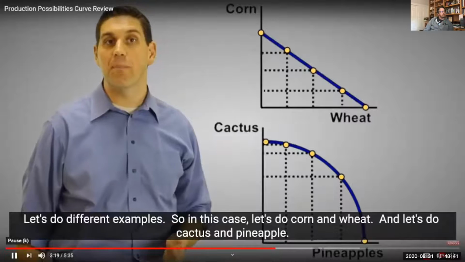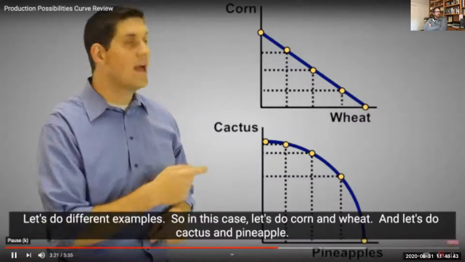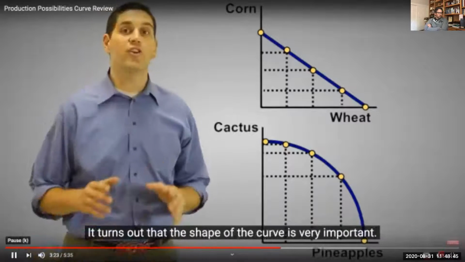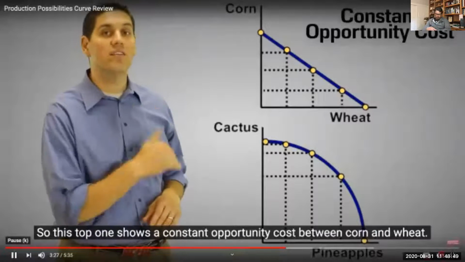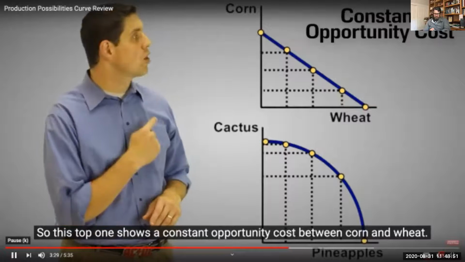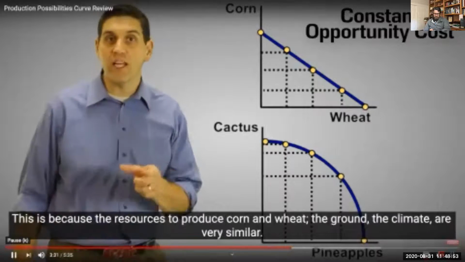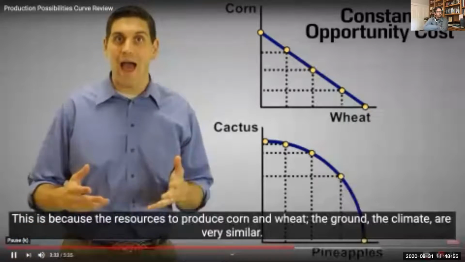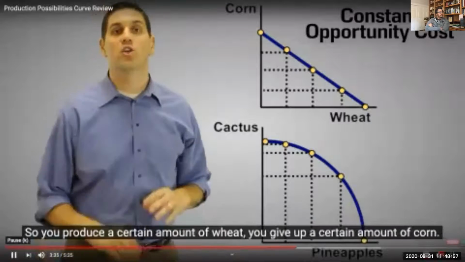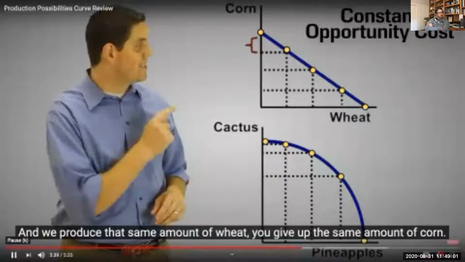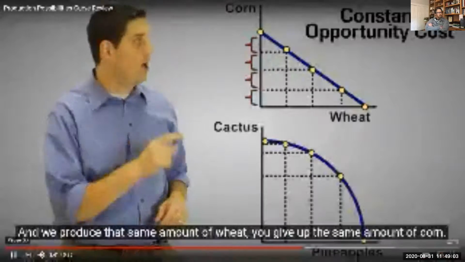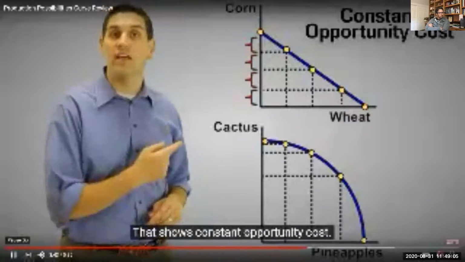Let's do different examples. In this case, let's do corn and wheat, and let's do cactus and pineapple. It turns out that the shape of the curve is very important. This top one shows a constant opportunity cost between corn and wheat. This is because the resources to produce corn and wheat, the ground, the climate, are very similar. So when you produce a certain amount of wheat, you give up a certain amount of corn. And when you produce that same amount of wheat, you give up the same amount of corn. That shows constant opportunity cost.